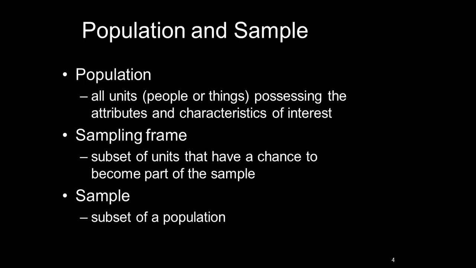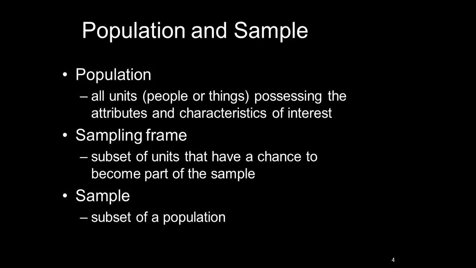So, population and sample. When we talk about population, what we're talking about is all of the units, and these can be people or things that possess the attributes of whatever we're interested in. So, this is everyone out there that is representative of it. So, if we're interested in answering research questions about how freshman college students behave in the classroom, our population is freshman college students, and perhaps freshman college students in the United States, or so on.